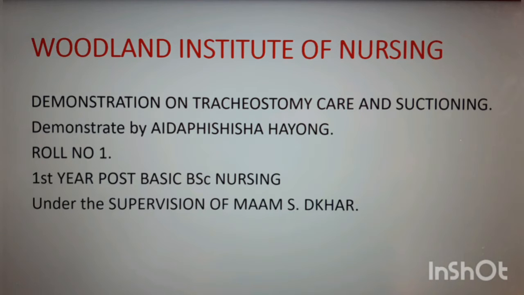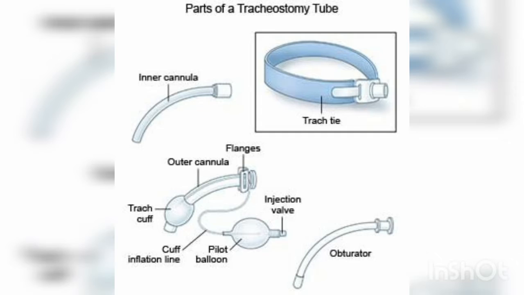Today I'm going to do a demonstration on tracheostomy care and suctioning. Let's see what the parts of the tracheostomy tube are. First is the outer cannula, the tube that sits in the trachea. There are different sizes of outer cannulas.